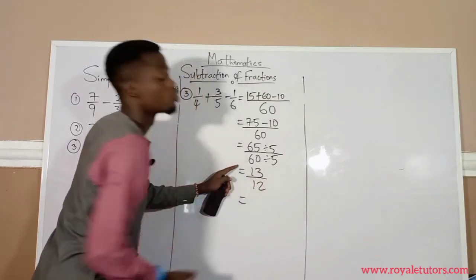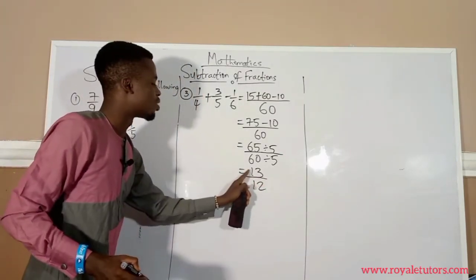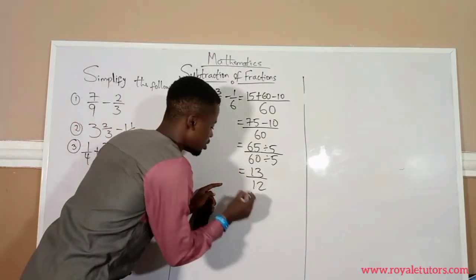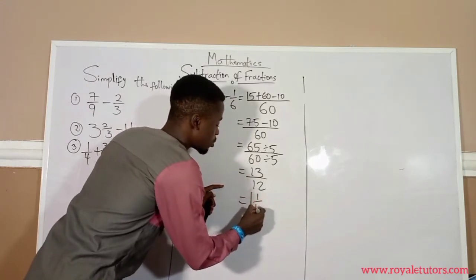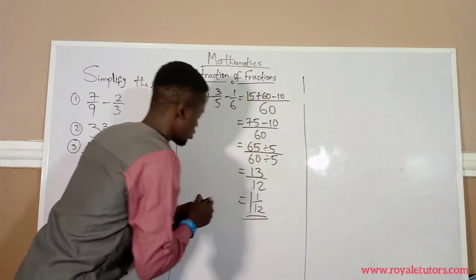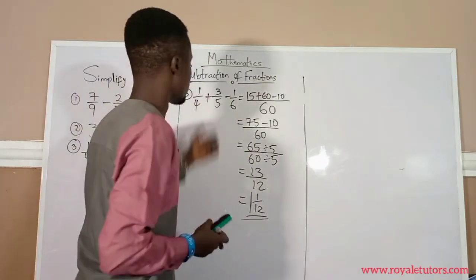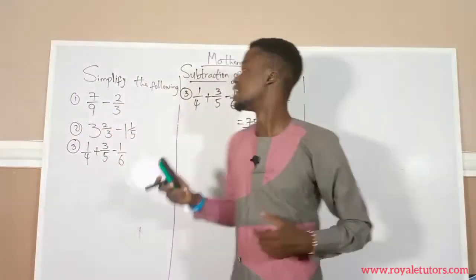Then you can now change this one to a mixed fraction. How? How many 12 can we see in 13? Just 1. Then what will be the remainder? 1 over 12. Okay. So today we've done subtraction of fractions, and at the same time we've treated when we have addition and subtraction in a particular question at the same time.